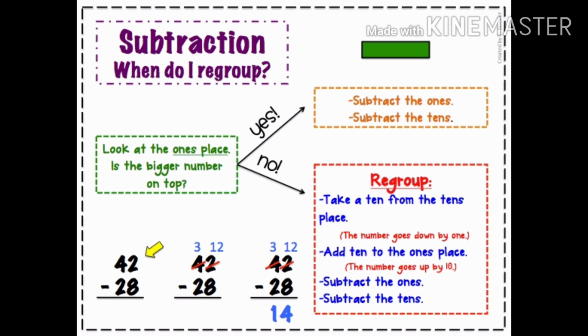Okay. Add 10 to the ones place. The 10 which we have taken, that we will be adding in the ones place. Over here the number will go up by 10. Then what do we have to do? Then subtract the ones column and then subtract the tens column and we get the answer.